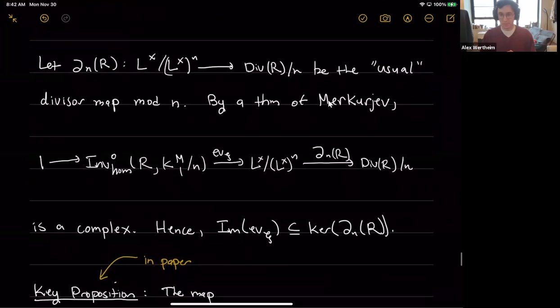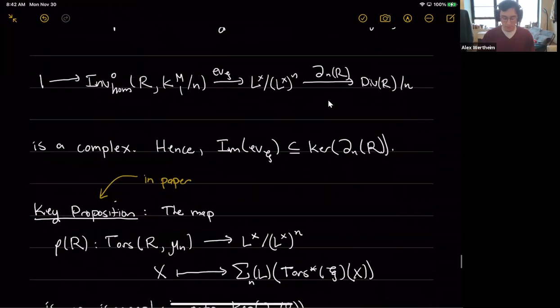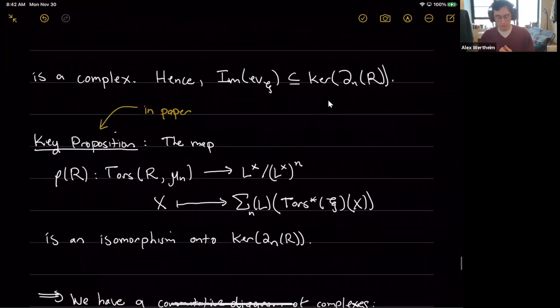We need to get back to some relationship with the torsors. And so the key bridge is the following proposition, which appears in the paper, which is that the map, which I'll denote by rho_R, from all mu_n-torsors over R to the field of rational functions modulo nth powers, which just takes a class to its pullback along the generic point and then applies the Kummer theory isomorphism, is in fact an isomorphism onto the kernel of this mod n divisor map. What that is to say is, mu_n-torsors over a reductive group R can be identified isomorphically with the subgroup of rational functions modulo nth powers which have trivial discrete valuation at every point.